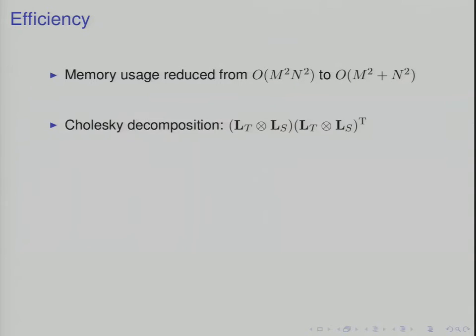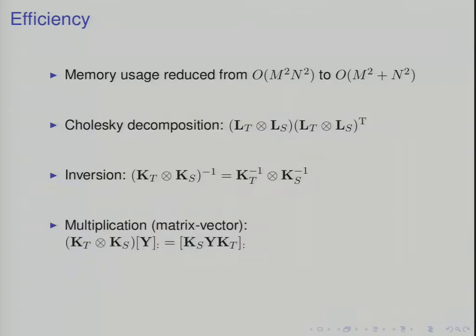And we can do some operations like a Cholesky decomposition. We can do it separately in the temporal domain and the spatial domain, and then just combine the results. And the same applies to inverting the matrix, just inverting both domains separately. So it's very efficient to deal with these much smaller matrices than the full matrix. And also matrix vector multiplication is very efficient.